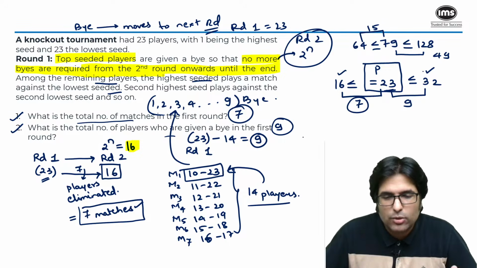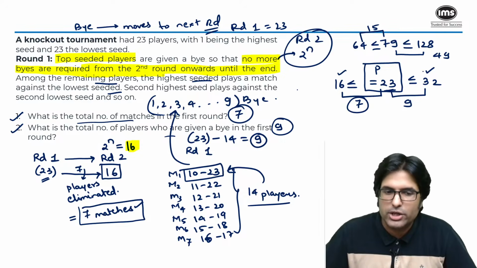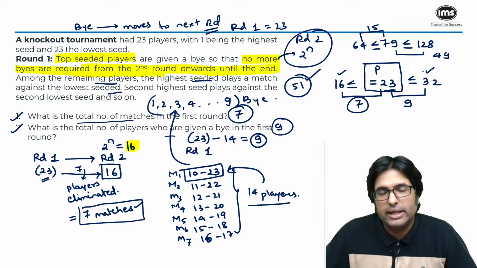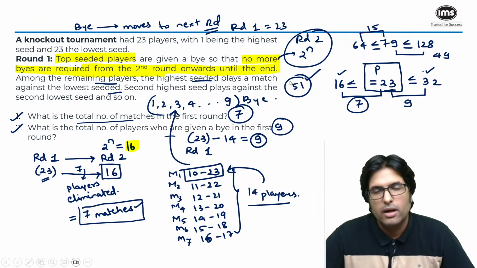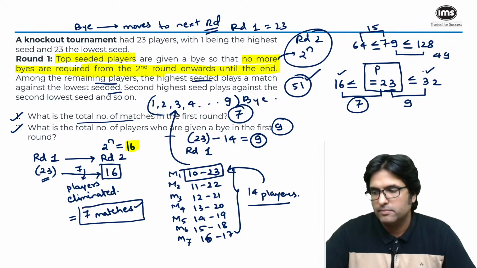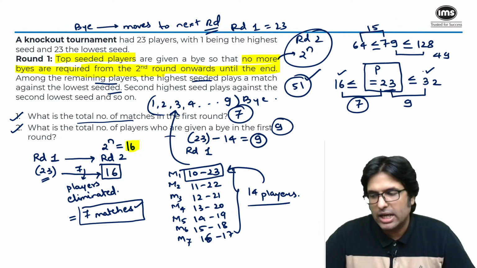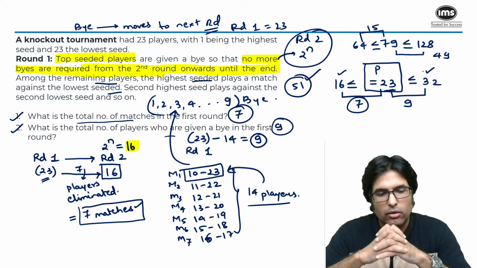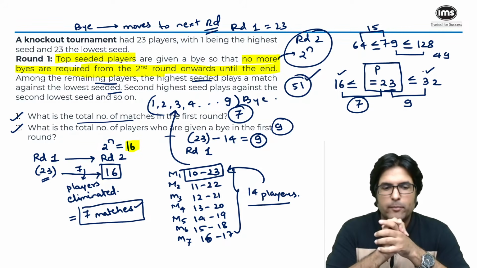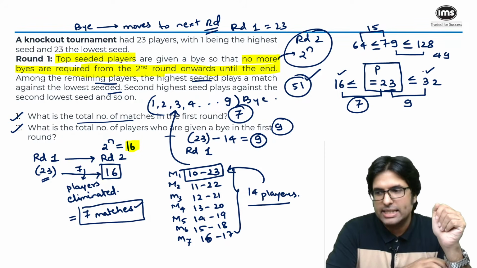If this is clear, next question is for you. Tell me the answer for both questions and then we'll wrap up the session. If total number of players are 51, tell me the matches required in first round and also tell me the number of byes required in the first round. 51 lies between which 2 powers of 2? Just observe. You can do it mentally. Lies between 32 and 64.